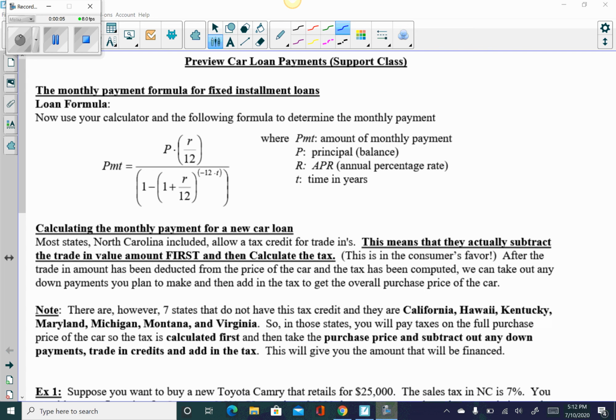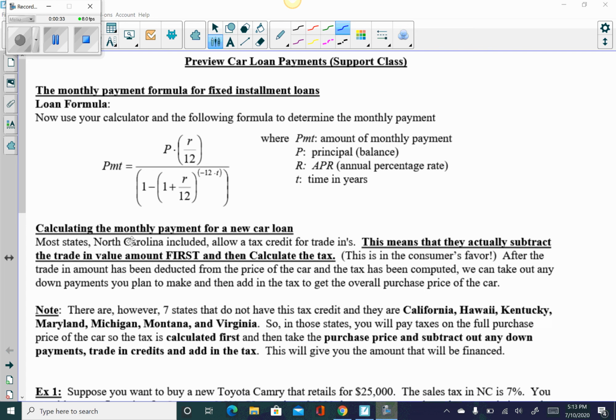All right, so today we're going to look at a preview of your car loan payments. The loan formula that you see at the top is utilized to calculate the payment for a car or even a house for that matter. But I chose to focus on the car in this set of notes because there are steps related to a car that have to be done in a particular order. So I wanted to make sure that I really went through that with you.